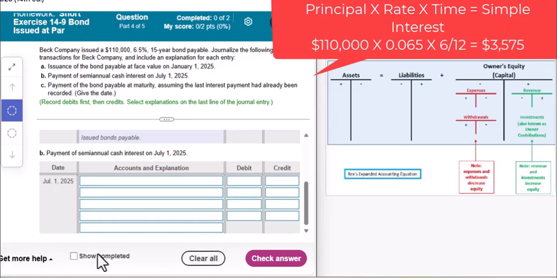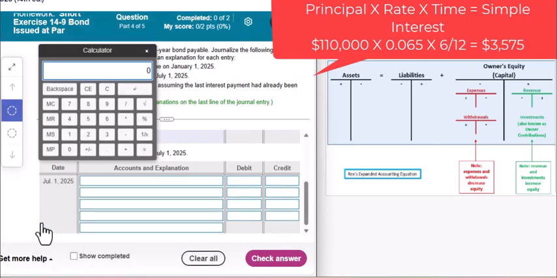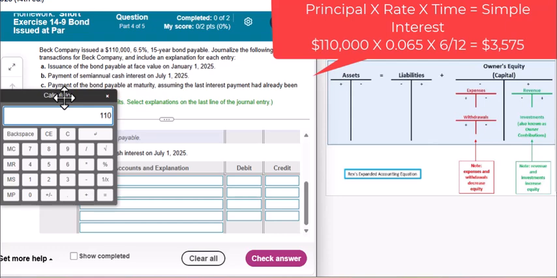So let's go ahead and pop open our calculator down here. So the principal is that $110,000. Then our rate is 0.065, 6.5%. And then our time is divided by 12 to get the 12 months. And then we're going to multiply that number by 6. And that gives us $3,575 there in interest expense.